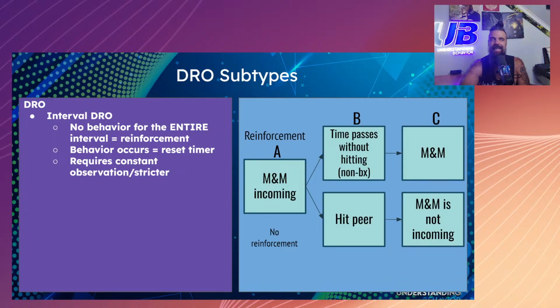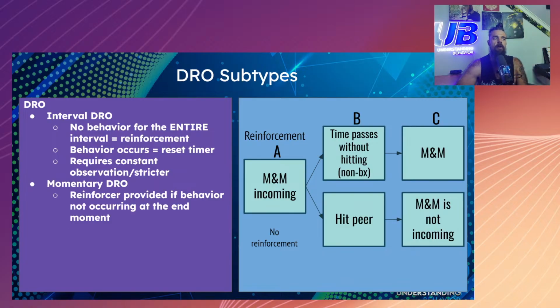Thanks for coming tonight. So interval DRO requires constant observation. It's a little bit stricter since we're observing that whole time and we're having this contingency in place for that whole entire interval. Our other subtype is momentary DRO.